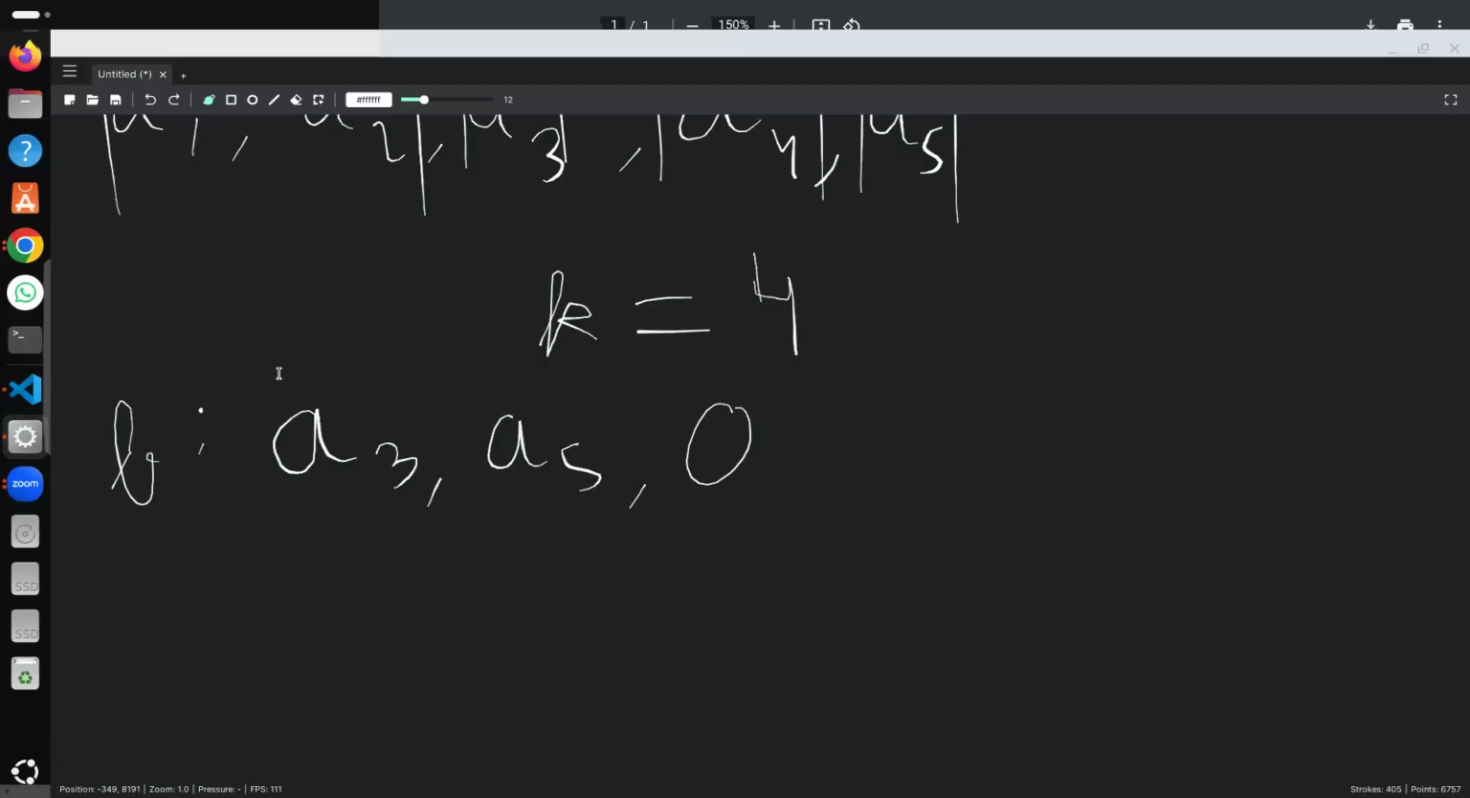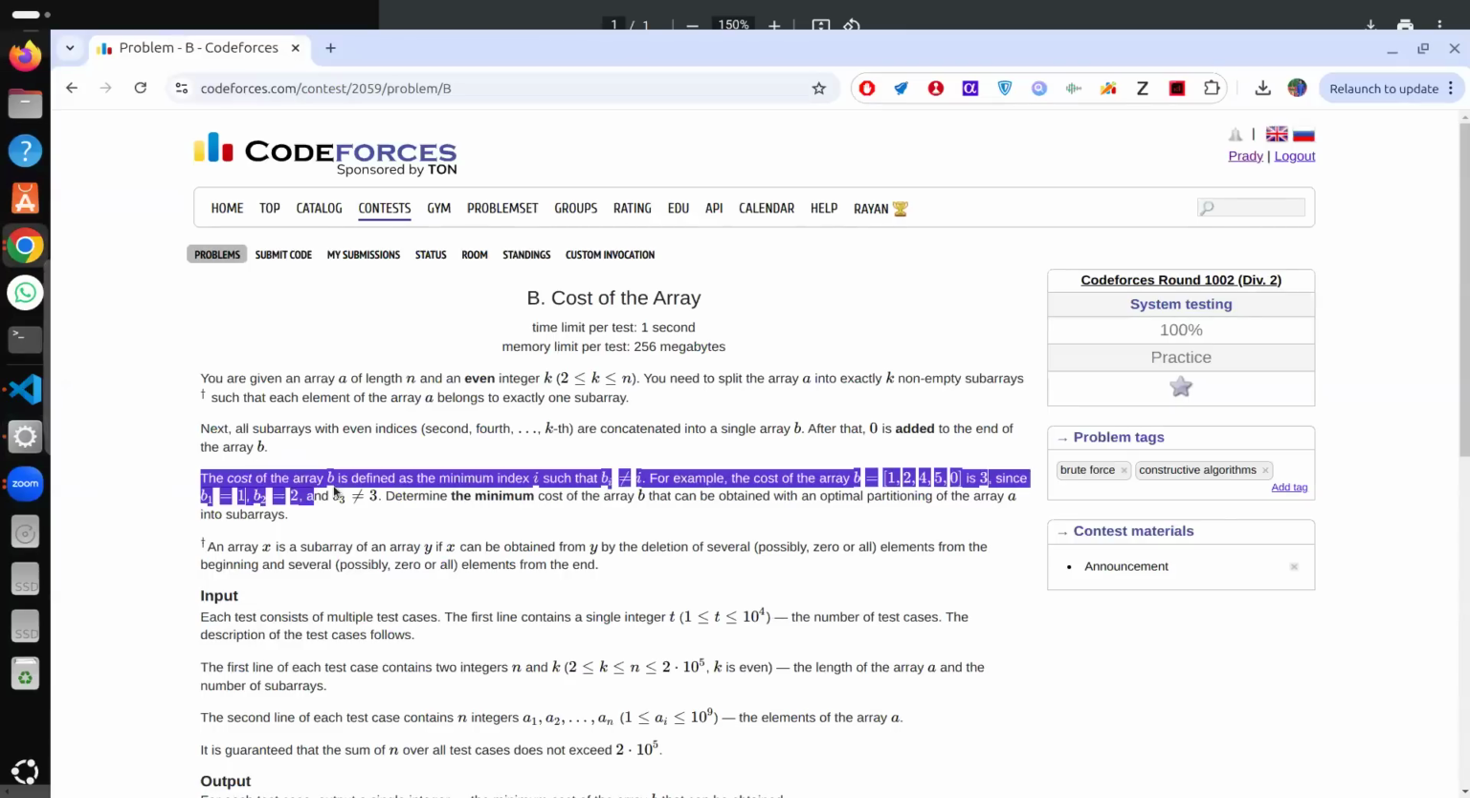Okay. Now the cost of the array B is defined as the minimum index I, such that Bi is not equal to I, one-indexed. For example, the cost of the array B is 3 because 1, 2, 4, 5, 0. So 1 equals the index 1, 2 equals index 2, but 4 is not equal to index 3. So the cost is 3.